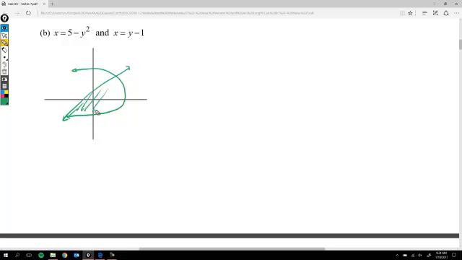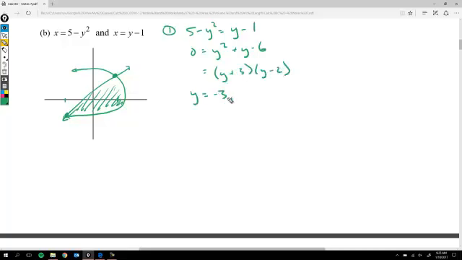And I want to find the area bounded between them. So again, I need to figure out what my intersection points are. I need to know what this point is and what this point is. Those are my a and b values. So I'm going to set these two equal to each other. First step is always to set these equal to each other. I have a quadratic, I can factor this. I get that y is -3 and 2. So those are my two bounds.